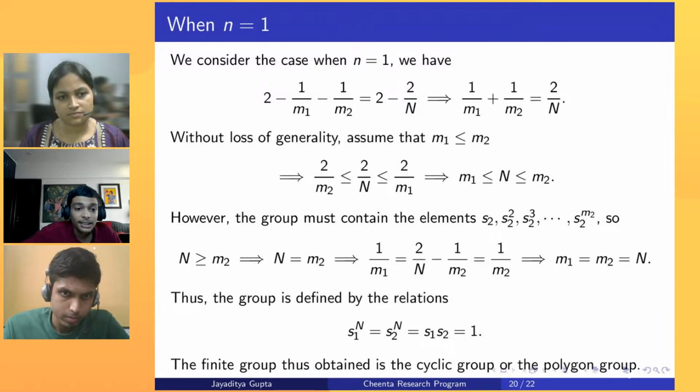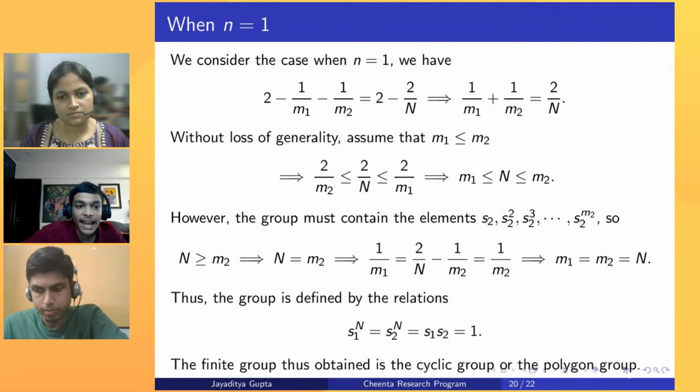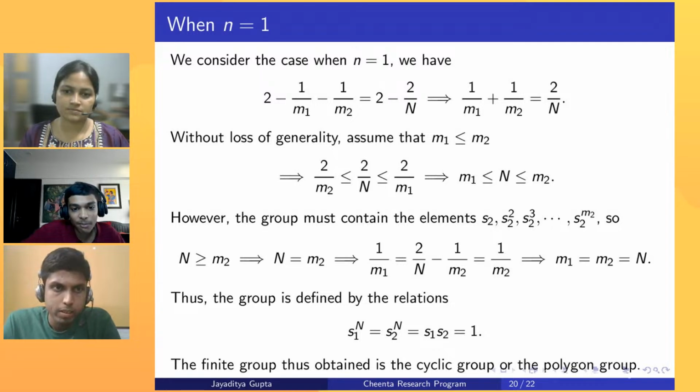But the interesting part is the group must contain at least m2 elements, right? Which shows that n has to be greater than or equal to m2, which is possible only if n is equal to m2. And then substituting that shows us that m1 is equal to m2. So the group is then defined by the relation s1 raised to n is equal to s2 raised to n is equal to s1 s2 is equal to 1. And the group diagram that is constructed using these relations is then called the cyclic group or the polygon group.